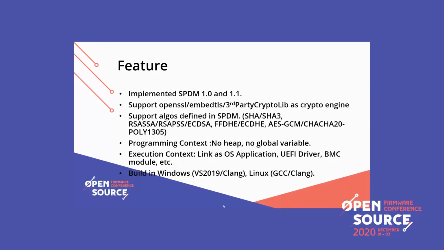The OpenSPDM library uses a context buffer to store the communication parameters between two entities. The OpenSPDM library does not need a heap, and it does not use any global variable, which is essential for small devices. But the heap or global variables may be used in the OpenSPDM consumer based upon the consumer's execution environment.